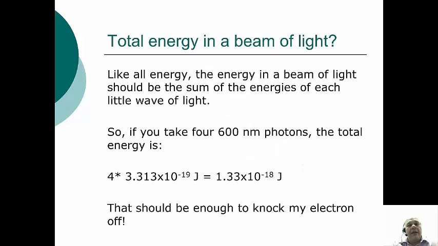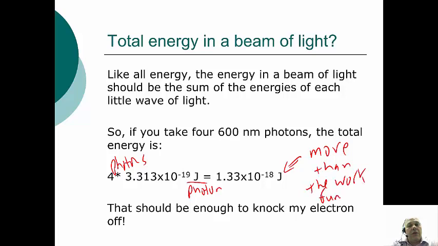Again, light is quantized, but it will also add if I have more photons. So if I take 4 600 nanometer photons, the total amount of energy in that beam of light is simply 4 times the energy of each photon. So 3.3 times 10 to the minus 19 joules per photon, I suppose if I want to be rigorous about the units, times 4 photons, gives me a total of 1.3 times 10 to the minus 18 joules. Again, if I go back to my work function of 1 times 10 to the minus 18 joules, this total amount of energy is more than the work function.